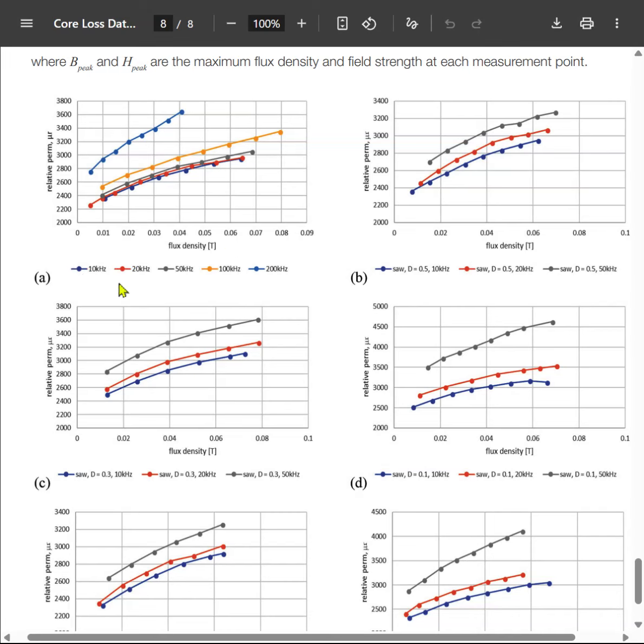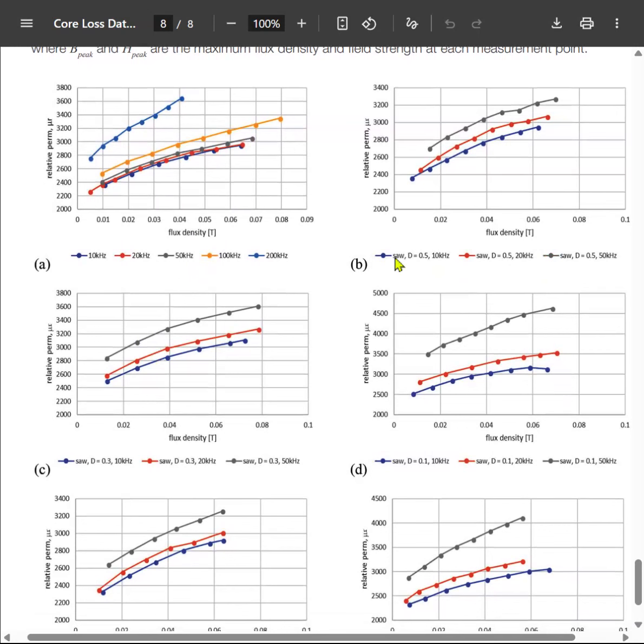In one of the graphs, the flux density goes from 0 to 0.09, and the relative permeability goes from 2000 to 3800. There are five lines, from 10 kilohertz frequency up to 200 kilohertz. For the 200 kilohertz frequency, at low relative permeability we have low flux density, and at a little higher flux density we are getting high relative permeability.